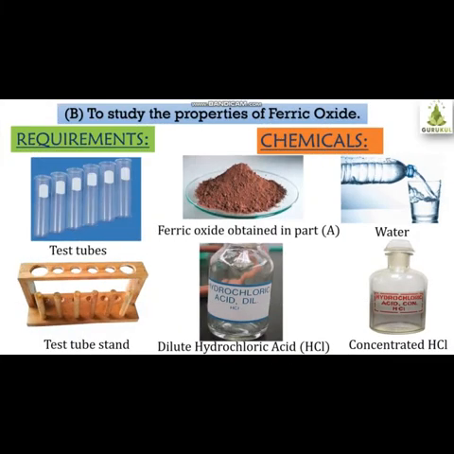Let's see the requirements and chemicals for part B to study the properties of ferric oxide. What are the requirements? First of all, I will require test tubes. I will require a test tube stand. The test tube stand is used for keeping my test tubes in a straight position. What are the chemicals? Let us see.